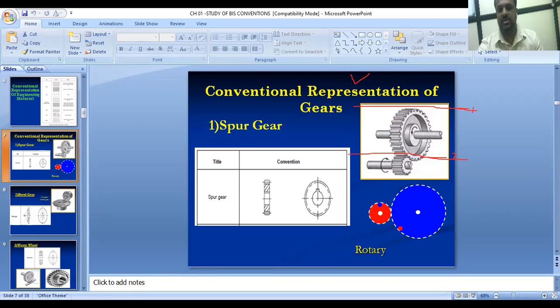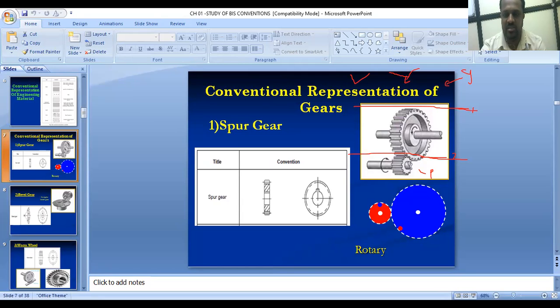See here in this gear set, this is the small gear and this is the bigger gear. The bigger gear is called the gear, and the smaller gear is called the pinion. Why is it called the gear? Because it is bigger. Whatever smaller gear is there, we call it the pinion. And the periphery, whatever you are looking at, is called the teeth.